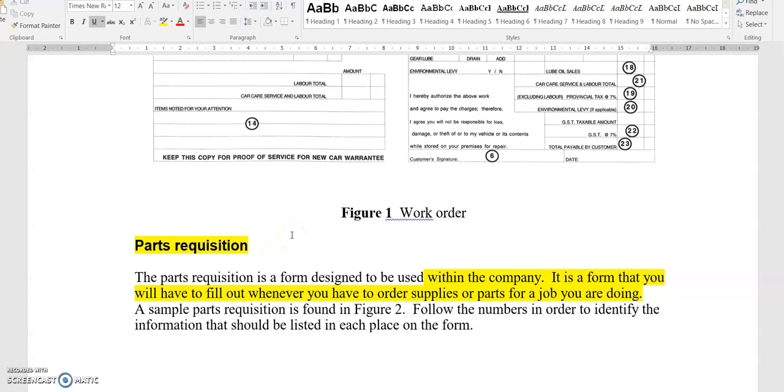Parts requisition, it's a form designed to be used within the company. So this would be an example where you work for one company, so you come to work at the same place and you disassemble something, you need parts. You will have to fill out a parts requisition form.